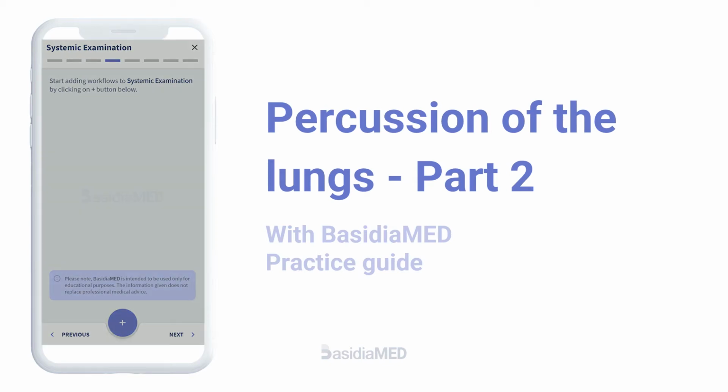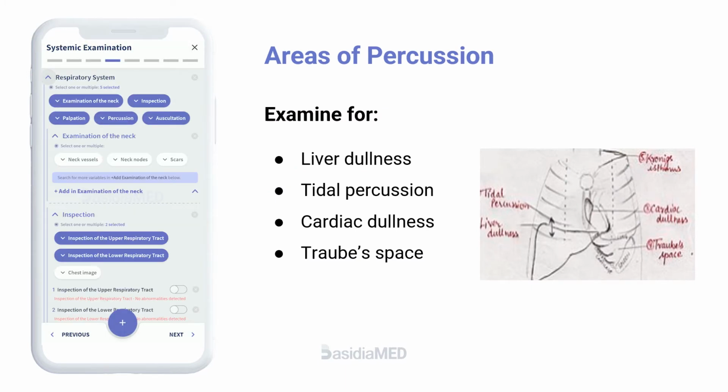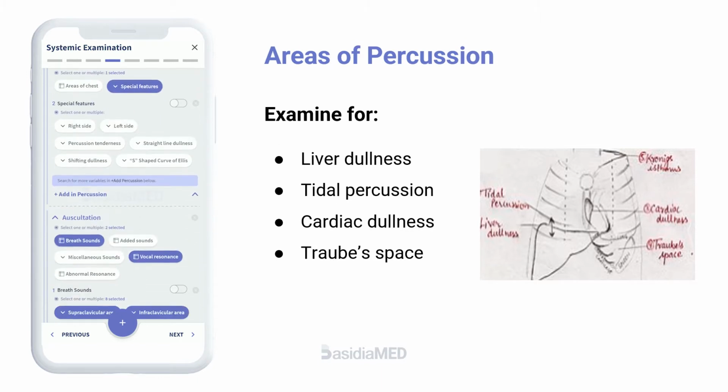Percussion of the lungs, Part 2. Percussion is done to check liver dullness, tidal percussion, cardiac dullness, and Traub space.